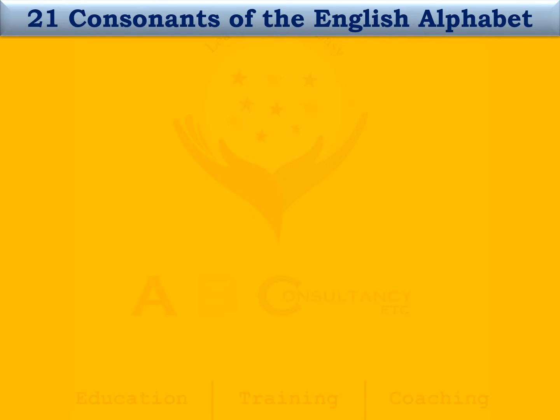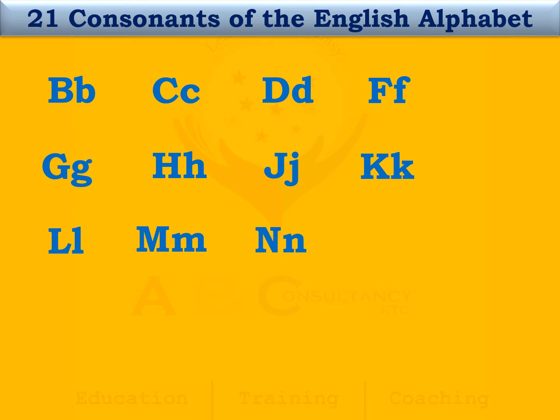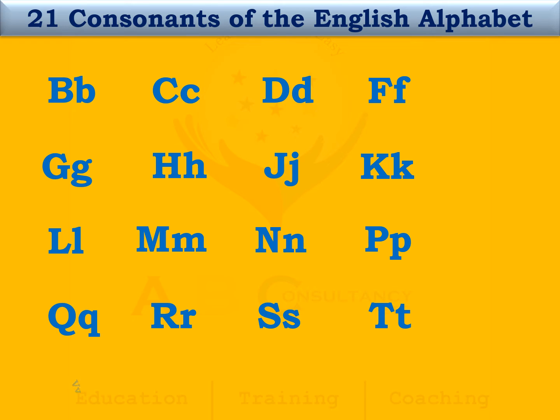The 21 consonants of the English alphabet are B, C, D, F, G, H, J, K, L, M, N, P, Q, R, S, T, V, W, X, Y, Z.